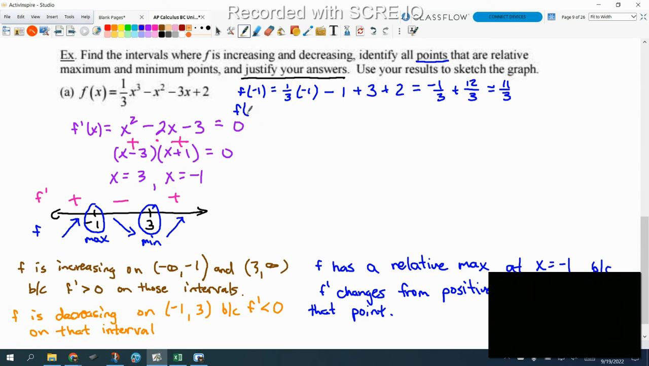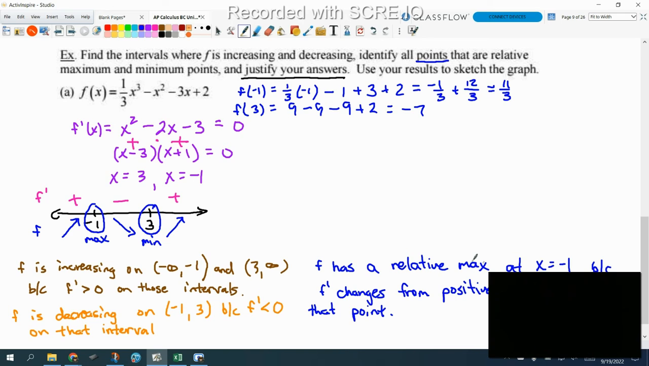All right, then I'm going to do f of 3. So 3 cubed is 27, divided by 3 is 9. Minus 3 squared is 9. Minus 3 times 3 is 9, plus 2. So 9 minus 9 cancels, and I have negative 9 plus 2, which is negative 7.